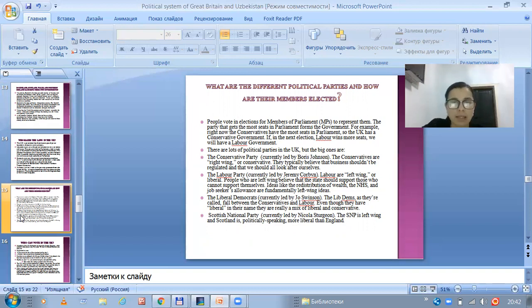There are lots of political parties in the United Kingdom, and the biggest ones are the Conservative Party, currently led by Boris Johnson. Conservatives are right-wing. They typically believe that business shouldn't be regulated and that we should all look after ourselves.